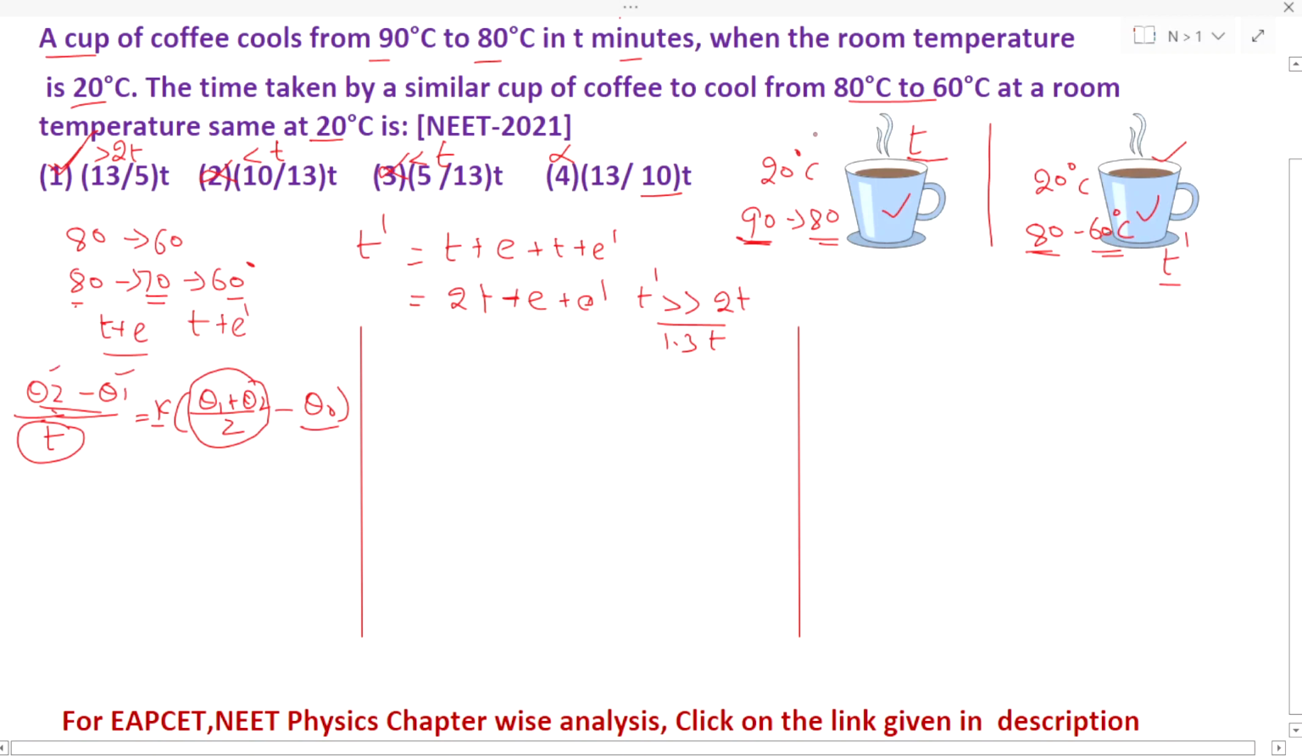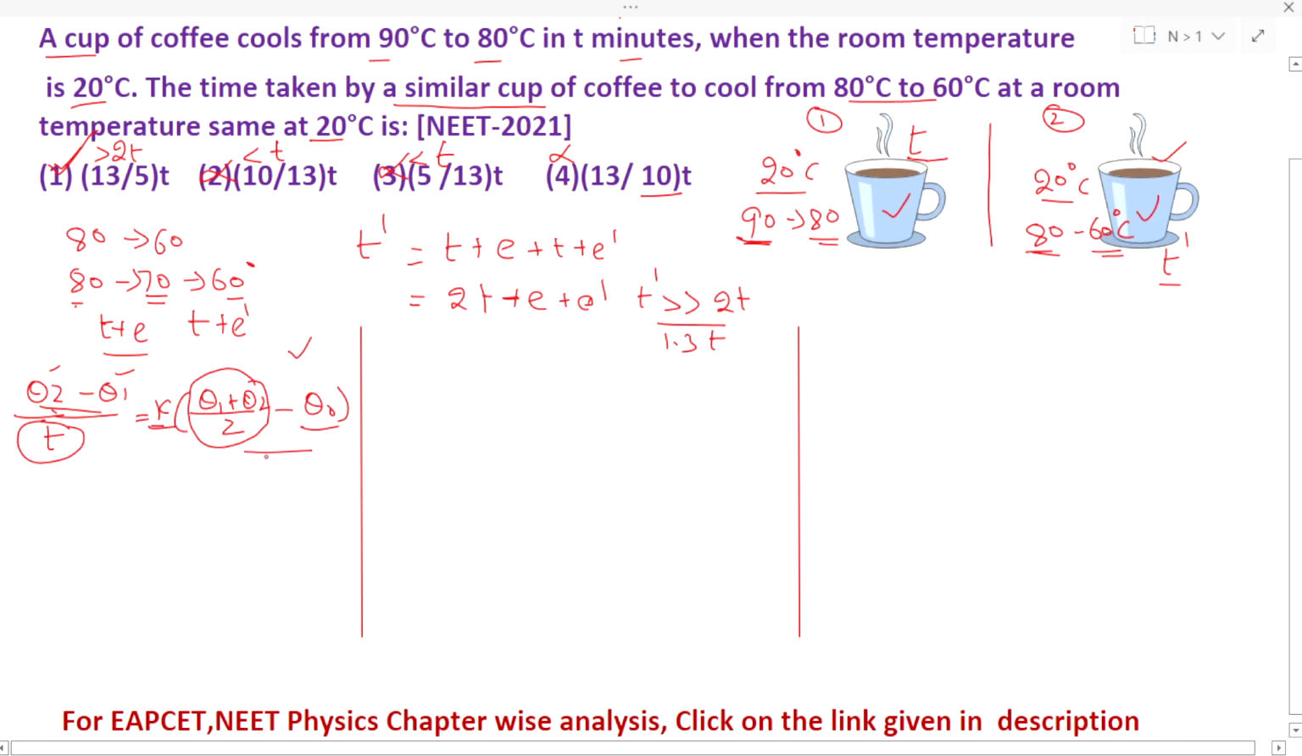Okay, now let me take this as case 1, this as case 2. Let me use this formula for case 1 and case 2. The other point here you have to remember is in both cases k will be constant. The reason is he told that it is a similar cup of coffee and room temperature is also 20 degrees. So in both cases k will be constant.